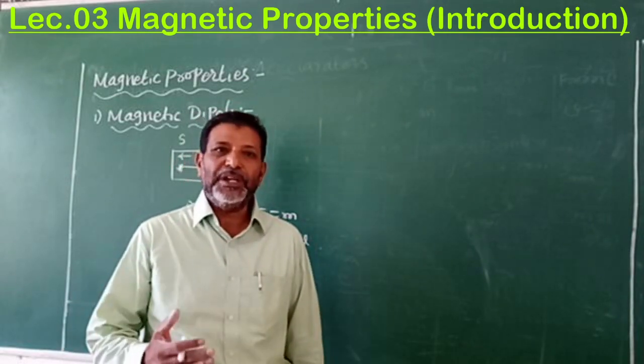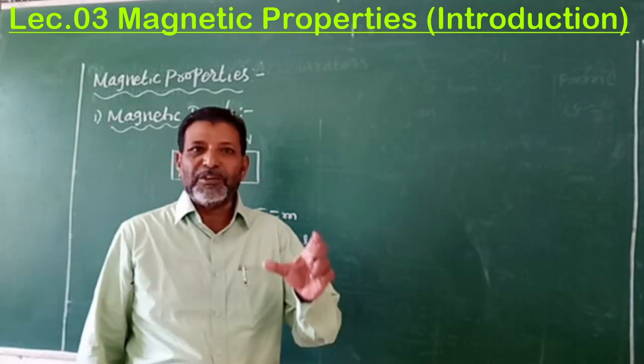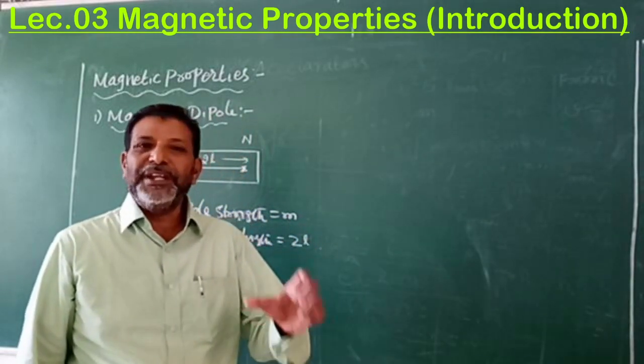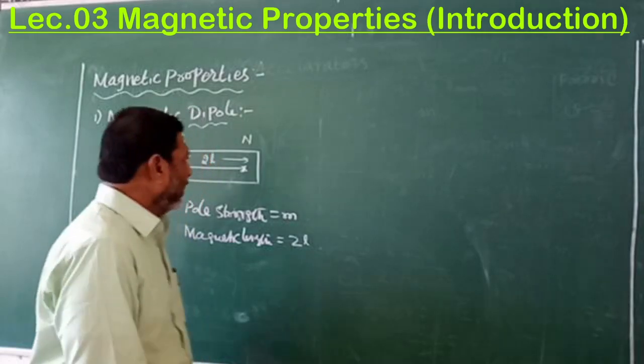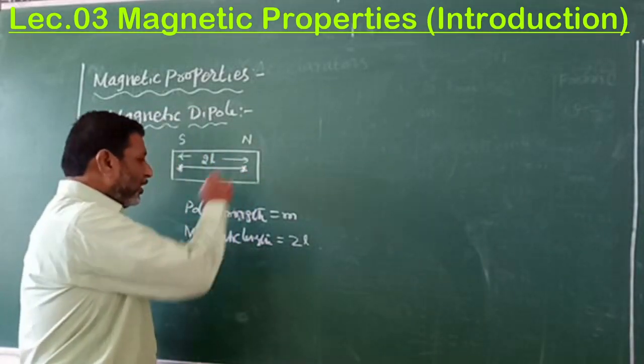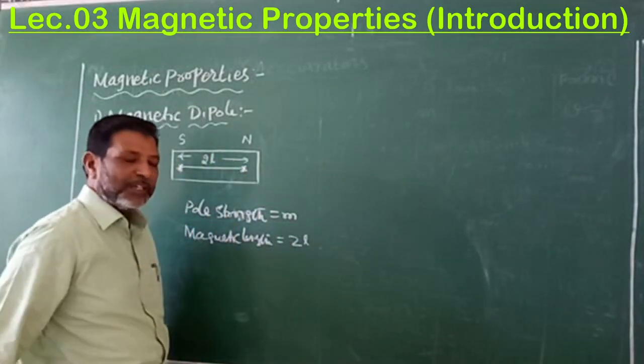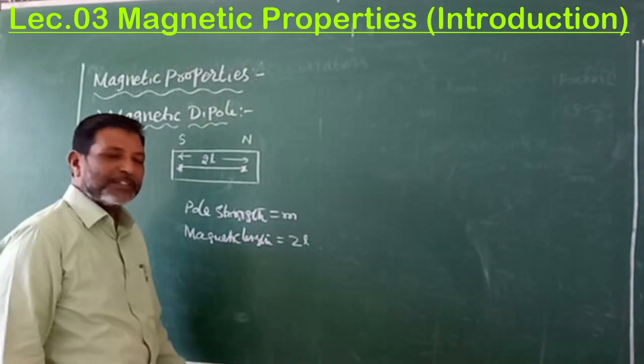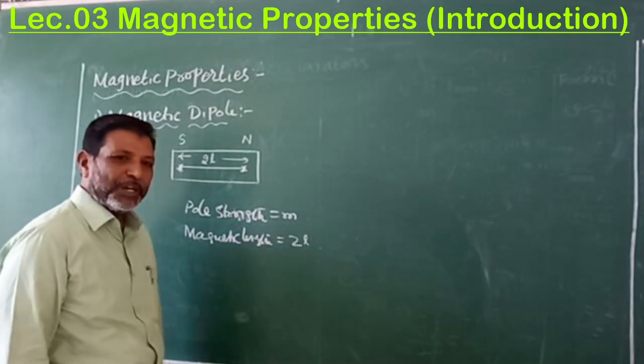Once again, I repeat here. Two unlike poles of equal strength separated by some distance is known as a magnetic dipole. And the strength of each pole is known as the pole strength, represented by small m, and the distance between the two poles is known as the magnetic length. It is represented by 2L.